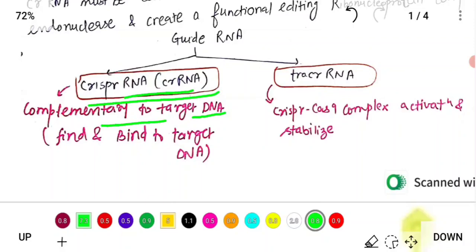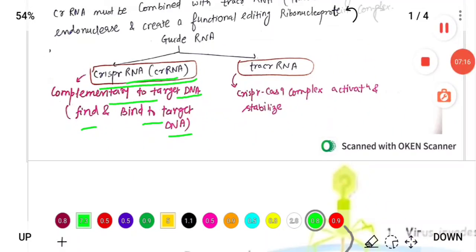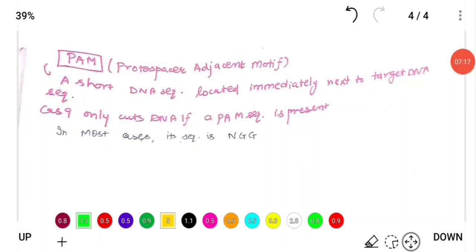The crRNA, that is the CRISPR RNA, is complementary to the target DNA. So it will help to find and bind the target DNA. Another component is the PAM site. PAM stands for the protospacer adjacent motif. It's a kind of short DNA sequence which is located immediately next to the target DNA sequence.